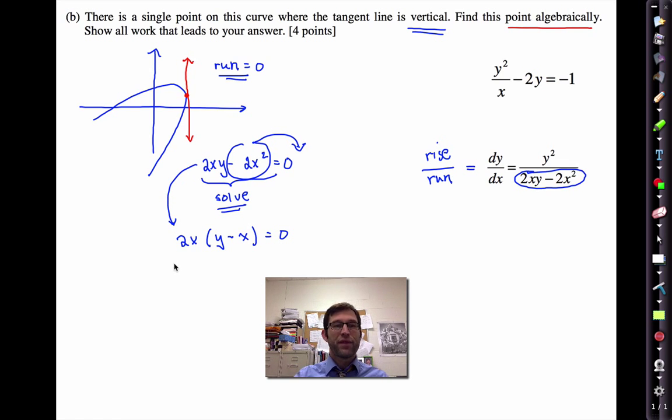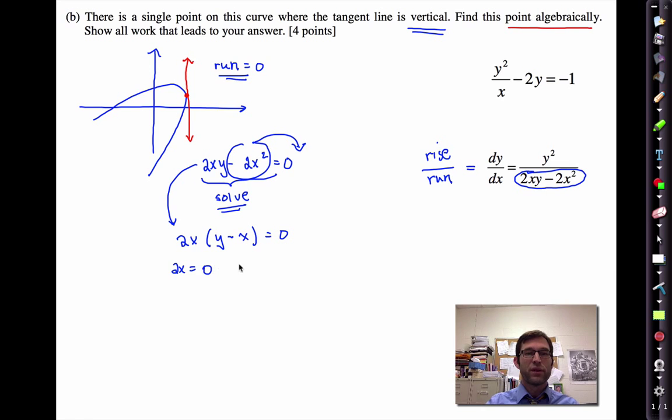Okay. Now what that means is that either 2x is equal to 0, and this is very important, or, not and, y minus x is equal to 0. Now in this case, we get the solution x equals 0, and we should really look at that guy. And then in this case, we get the solution y equals x. Now what do we do with both of these?